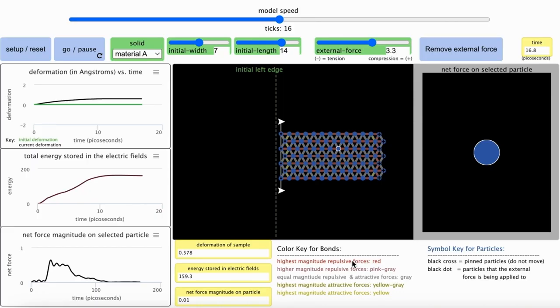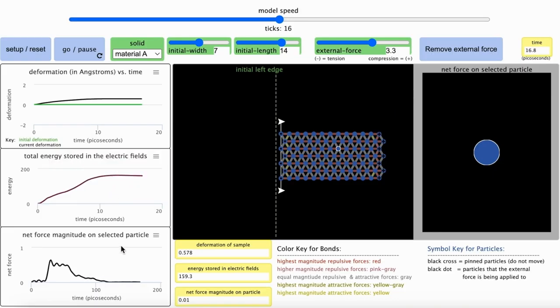You can tell how much the solid deformed by looking at this monitor here, or this graph. This monitor indicates the total energy stored in the electric fields between the particles at this point in time. This graph shows how that has changed over time. You can use your cursor to hover over any spot in the graph to get a measure of the coordinate values at that point on the graph.